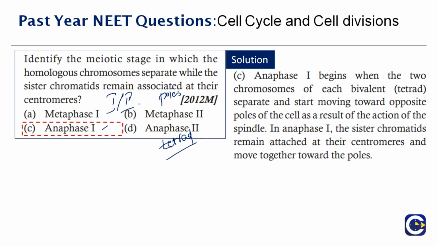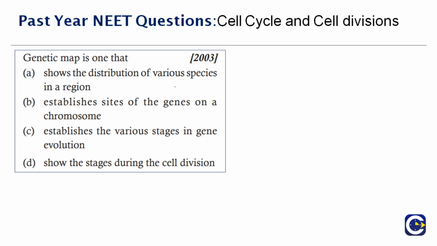Okay, now let's move to the next question here. So this is the last question for this part 3. Genetic map is one that dash. Asked in the year 2003. So what is a genetic map actually? What is the common function of a map? What does a map do? It helps you find something, right? Likewise, what does a genetic map do? Genetic mapping or genetic map describes the methods that are used to identify the locus of the gene.